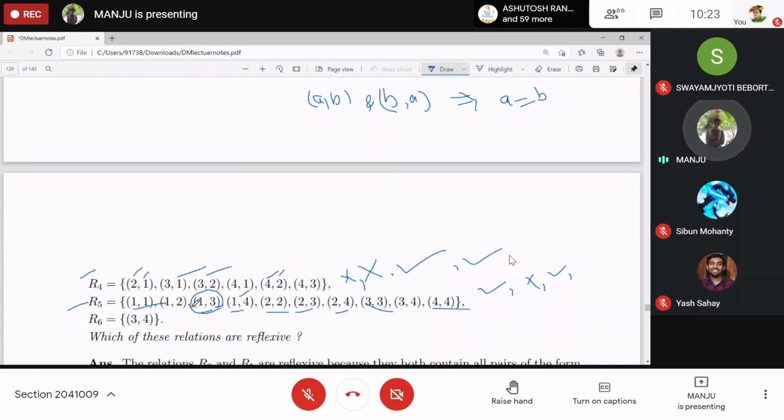Okay, one is not there. (1,2), (2,1) is not there. (1,3), (3,1); (1,4), (4,1) is not there. (2,2) it's okay. (2,3), (3,2) no. (2,4), (4,2) no. Then this is okay. (3,4), (4,3) no, right? So this is antisymmetry. Okay, got it? Yes, ma'am. Still confused about antisymmetricity?